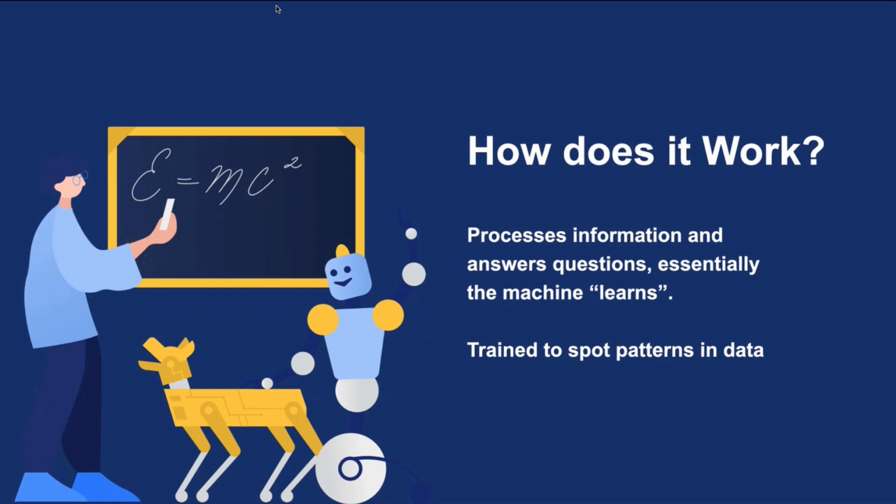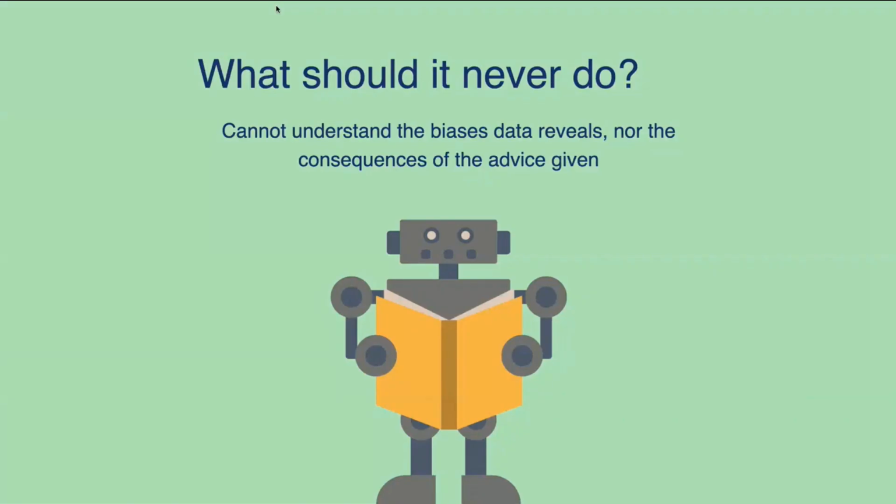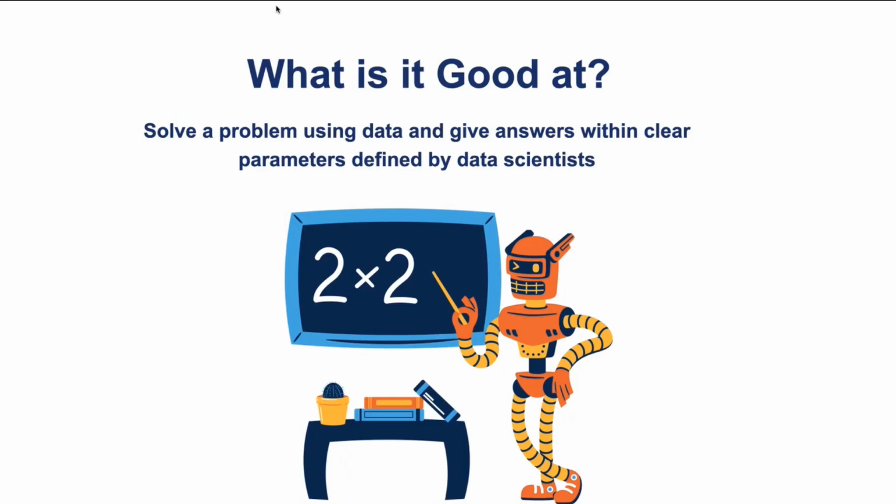Then how does it work? So there are 3 questions, and we'll look at all three simple questions and see how they are important. How does it work? That's the first question. The second question is what is it good at? And the third question is what is it not good at, or what should it not do, or what should it never do. So let's see them one by one.